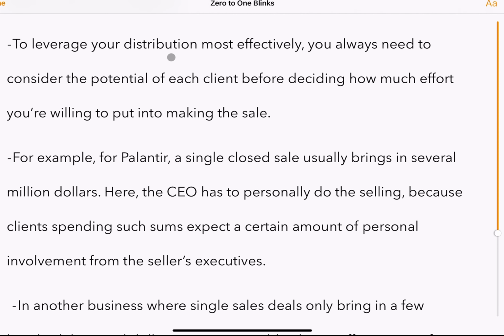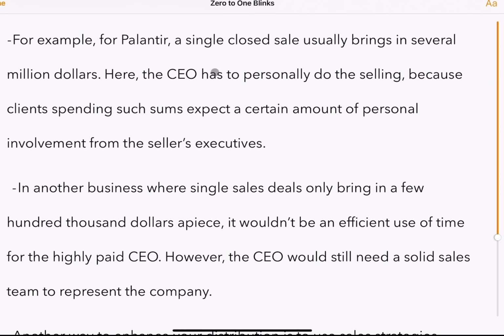This not only includes your sales channels, but also the effort and organization it takes to sell your products. To leverage your distribution most effectively, you always need to consider the potential of each client before deciding how much effort you're willing to put into making the sale. And he brings up Palantir as an example. So for Palantir, a single sale usually brings in several $1 million. The CEO has to do the personal selling. And this was earlier on, when the book was written many, many years ago. He says, because clients spending such sums expect a certain amount of personal involvement from the seller's executives.